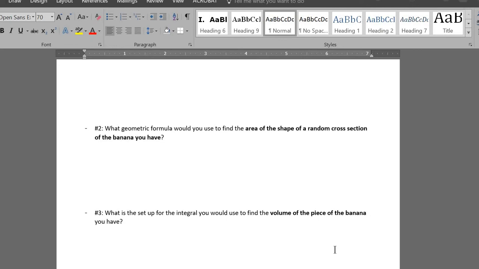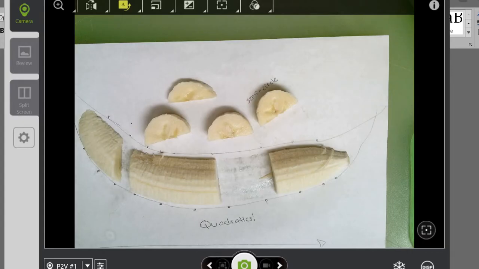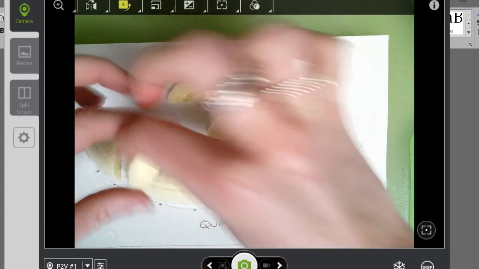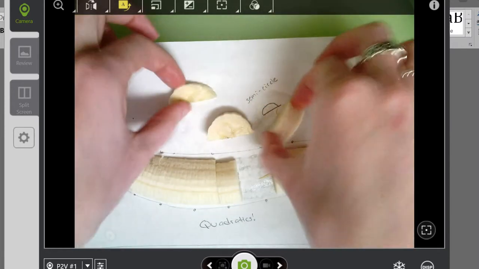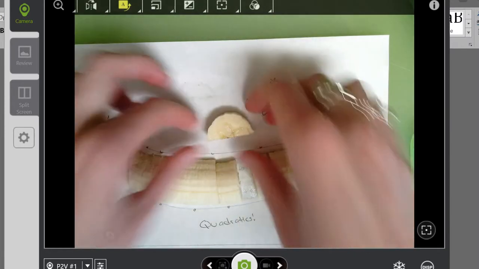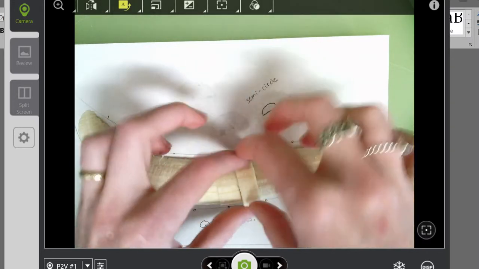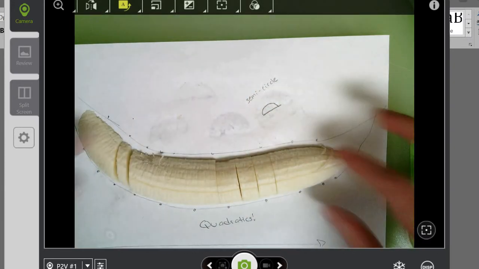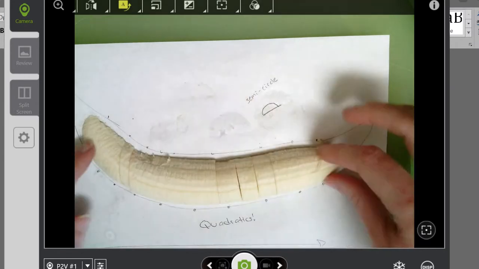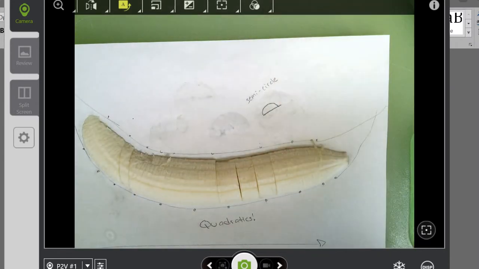Okay. For 3, it says, what is the setup for the integral that you would use to find the volume of the piece of the banana you have? So that's this whole piece of banana. We are looking at this banana, we say, okay, I have all of these. If I put these back into their chunk parts, what is the whole area of this half a banana that I have? That is what we're doing with our integrals. We're saying I have a solid, its base is the shape of those quadratics. What is its shape? So this is where our calculator is going to become a bit more helpful for us.